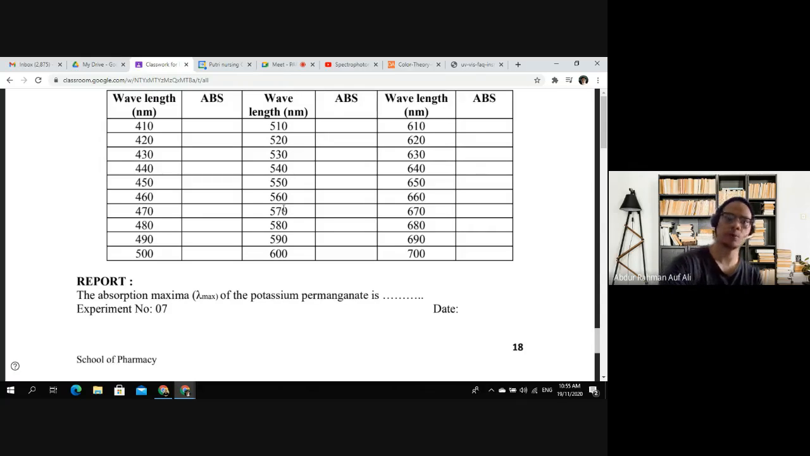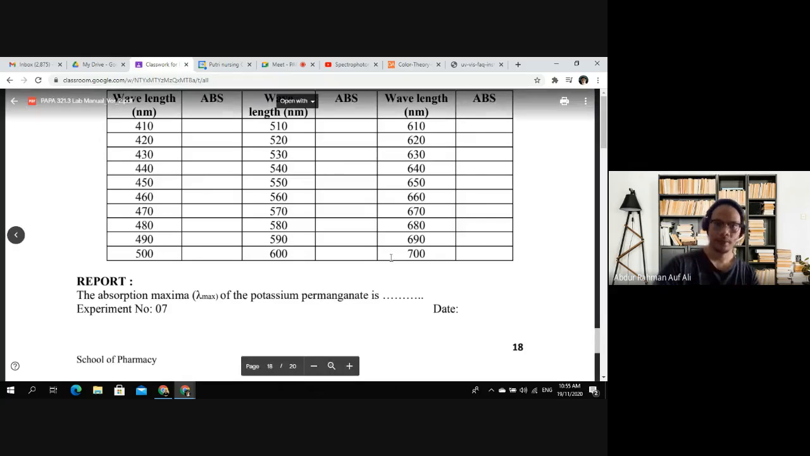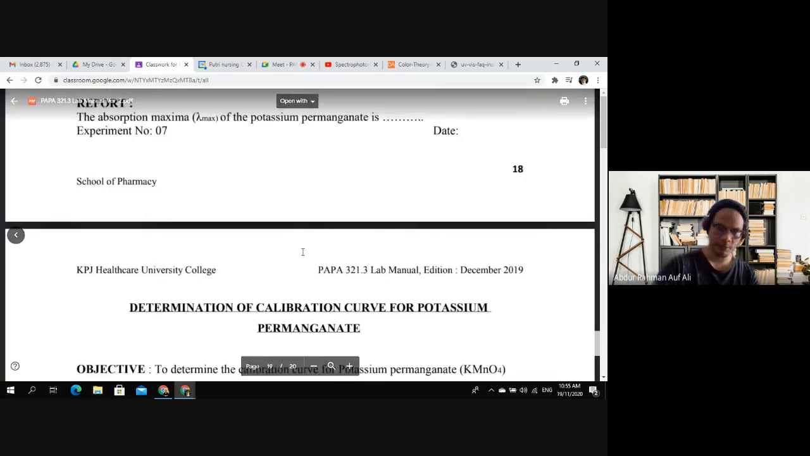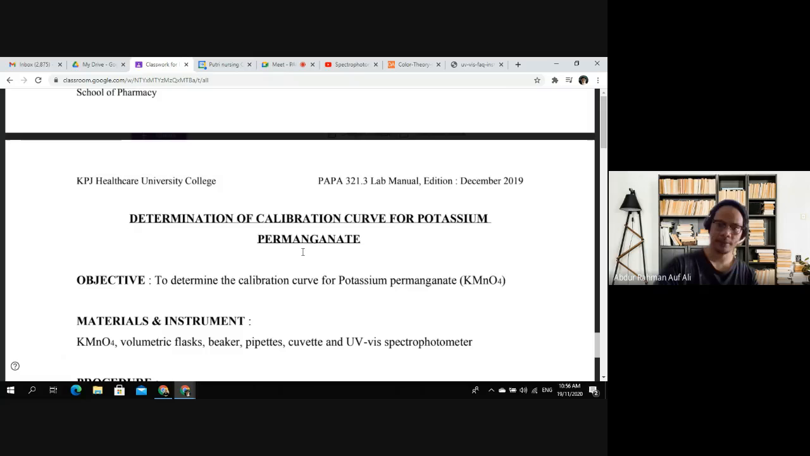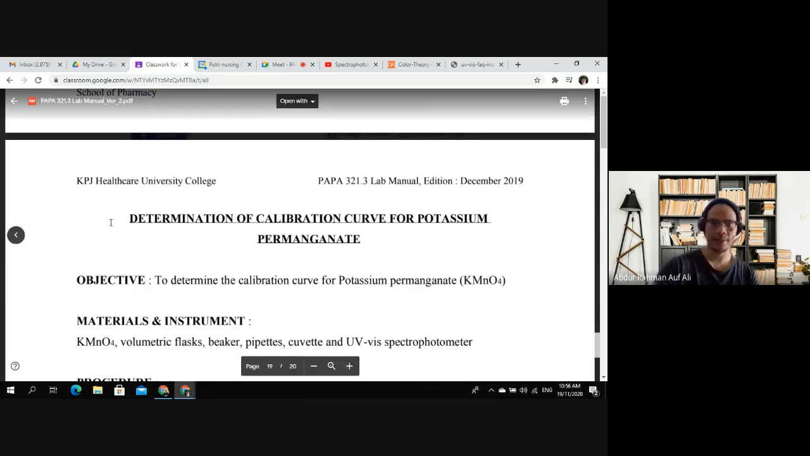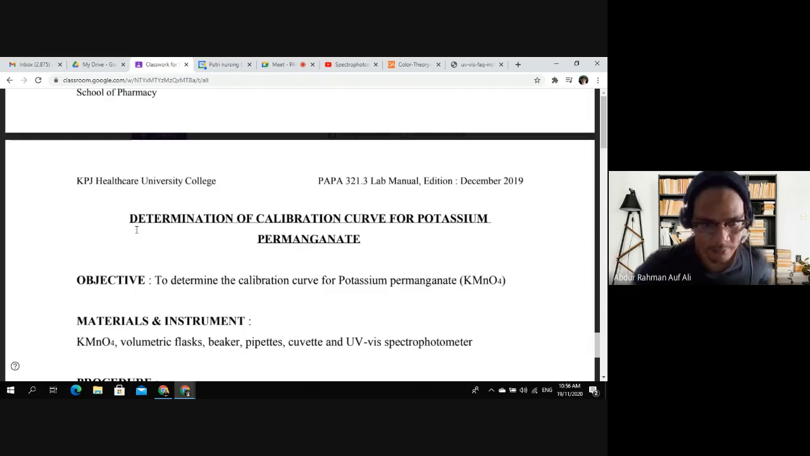Okay, that is how we identify whether certain compounds are present in a mixture, because every compound has a different absorption maximum. That is the purpose of determining absorption maxima. That's the first experiment. So in our second experiment, we'll push through quickly, because this is practically the same thing.